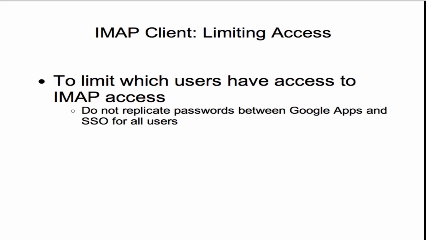Everybody else will try to use the same password as Google Apps, but since the password is not synchronized to Google Apps from the single sign-on system, when they try to use their SSO password, it will fail and they will not have access to IMAP. Some people are mistaken. The IMAP client access limitation is by domain only. You can turn the IMAP feature on for the domain or off for the domain. It is not possible to turn the IMAP feature on and off by organization.